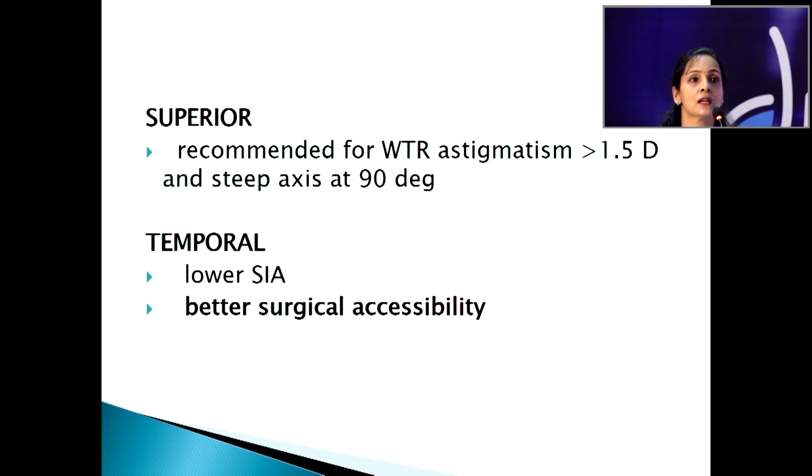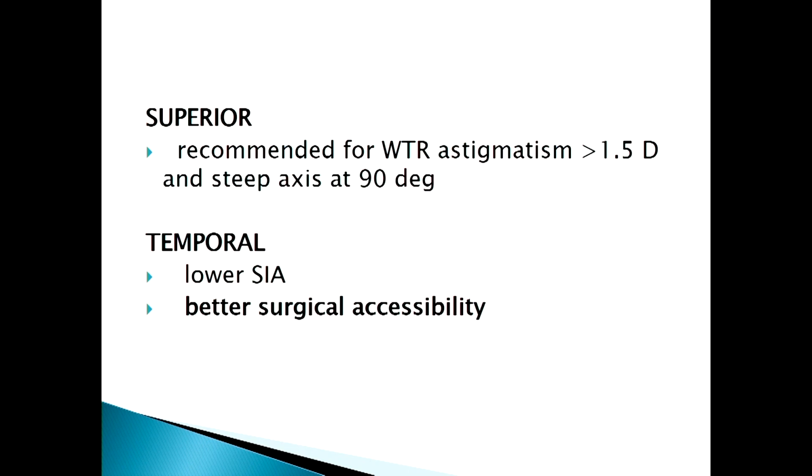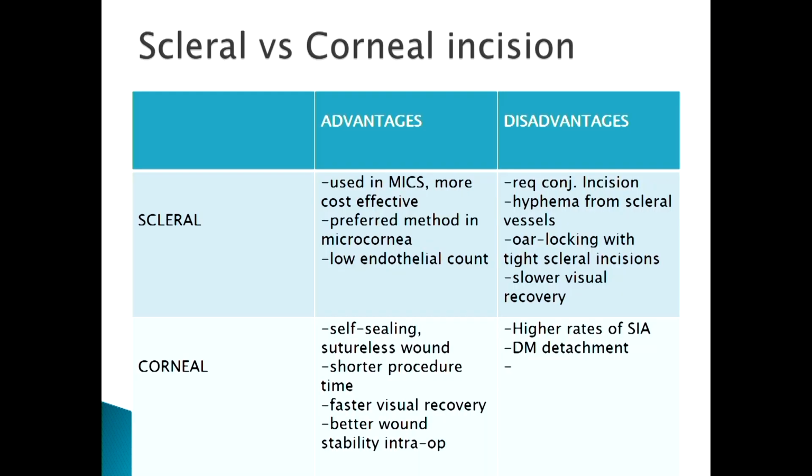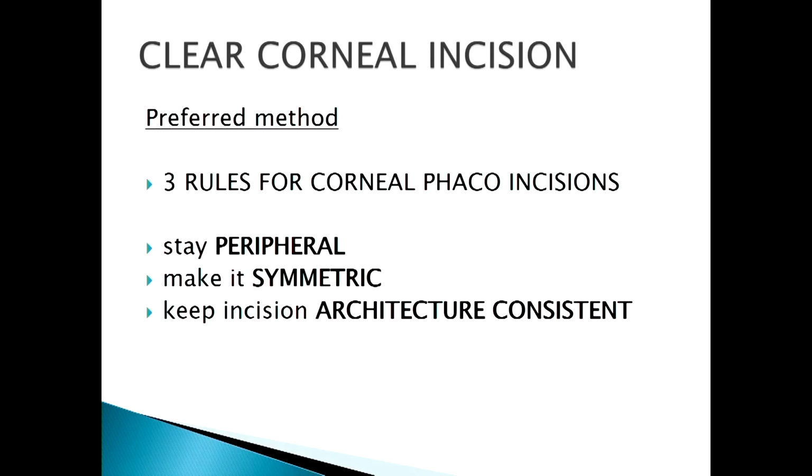Most beginner surgeons start with a superior and then move forward to temporal. Also, any pre-existing astigmatism has to be considered. Nowadays, most phacosurgeons are using the temporal approach because it induces a lower grade of surgically induced astigmatism, and there is much better surgical accessibility, especially in cases of deep set eye, etc. There are various advantages and disadvantages. I'm not going to cover that because we are already quite familiar. My topic is only to consider the difficulties in the incision. So let's move forward quickly.